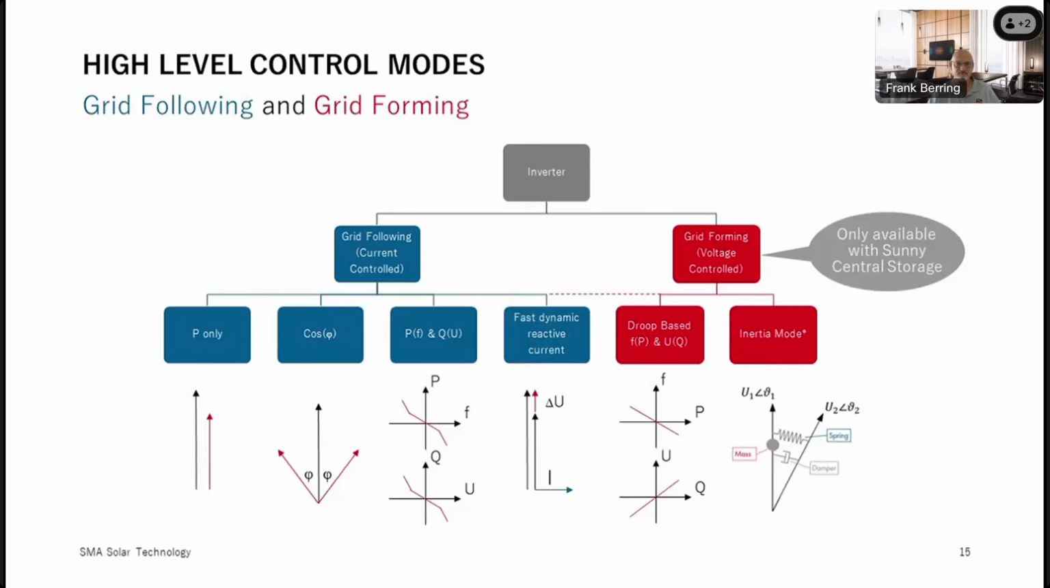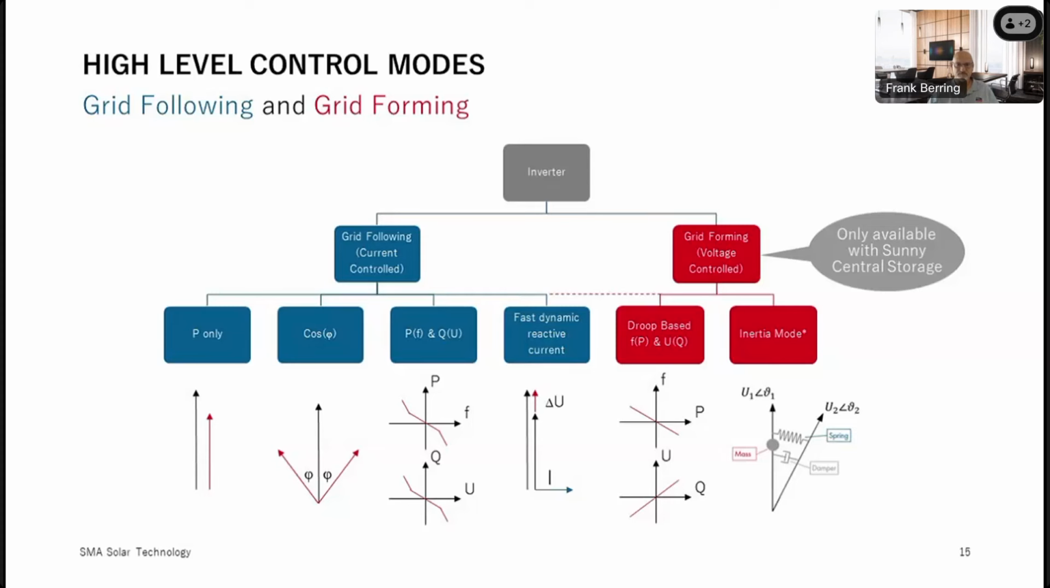And we talked about this, and with grid forming, our approach here is we have, and this is visible in red, only available with Sunny Central Storage. So this is our AC coupled inverter for battery storage systems. We have droop, we have a droop mode and inertia mode.